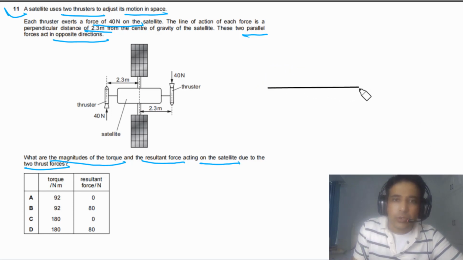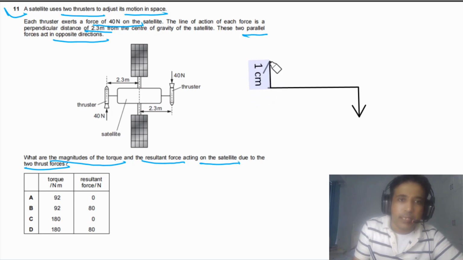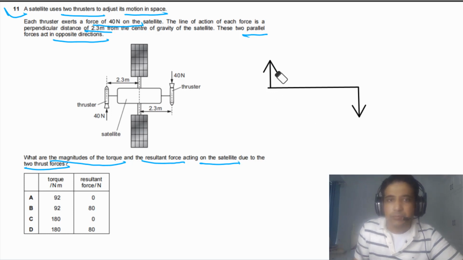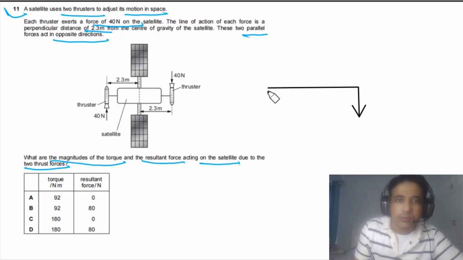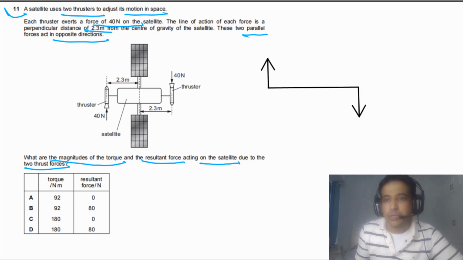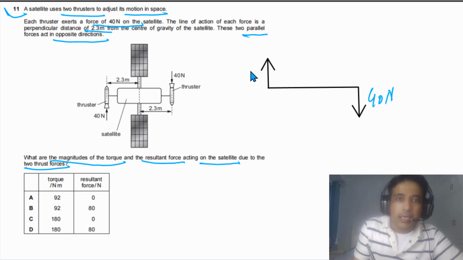Now we can draw the forces on this one. There is one force acting vertically downwards, and there is another force acting vertically upwards. So in this case, we have two forces. Let me redraw this so it looks like a proper diagram. These two forces have equal magnitude but they are in opposite directions. So I can label this force as 40 newtons and this force is also 40 newtons.